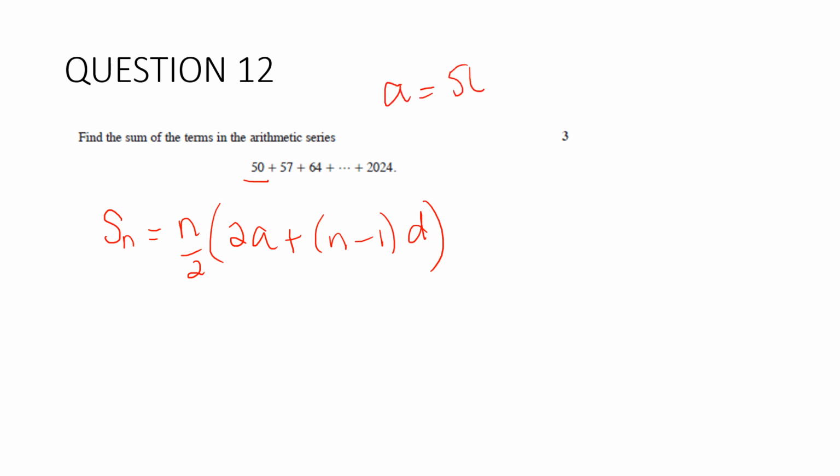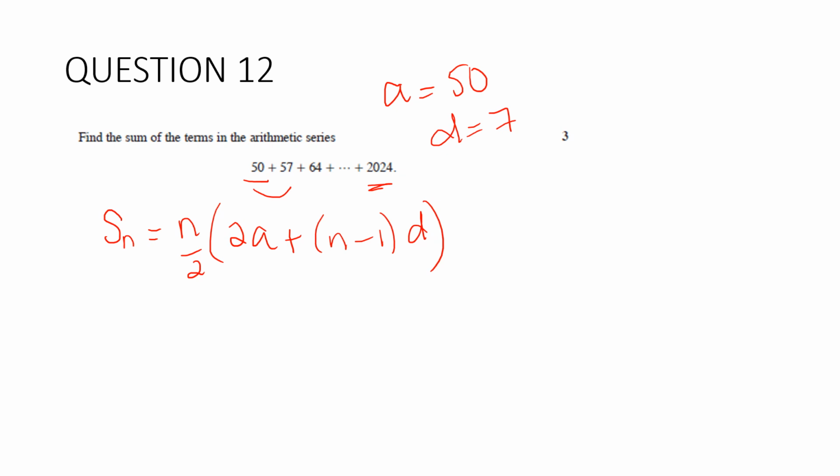Question 12, find the sum of the terms in the arithmetic series. So the sum of n terms is equal to n over 2, times 2a plus, in brackets, n minus 1 times d. Okay, so we know a is equal to 50, and we can see here that the common difference is equal to 7. We actually don't know what n is, do we? So we're going to need to work that out first.